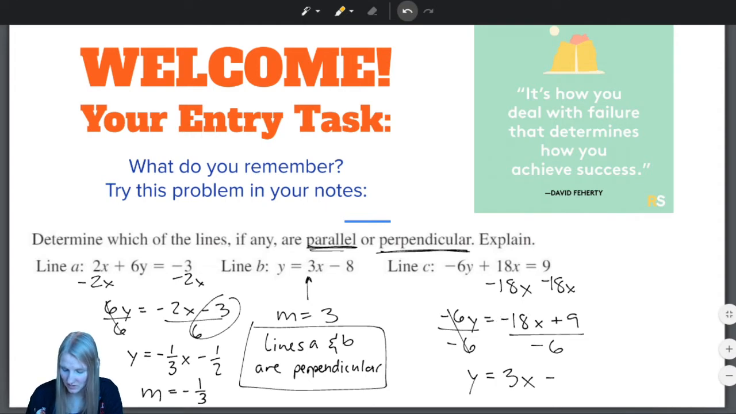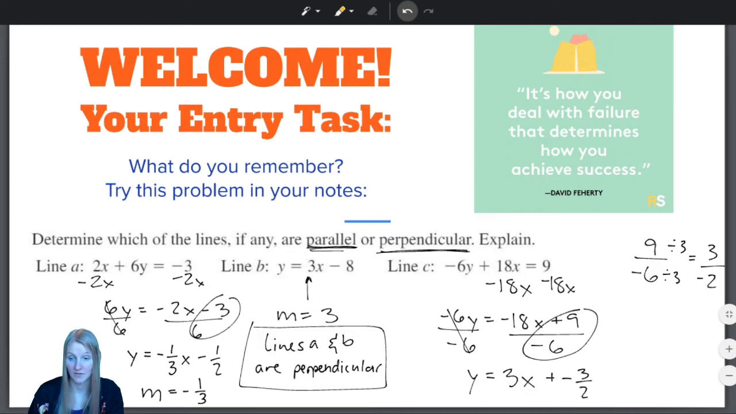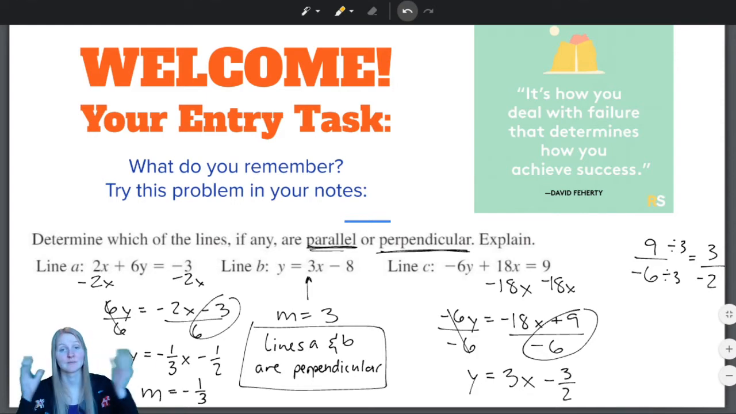minus 9, or I should say plus, I suppose, 9 divided by negative 6. If I divide by 3 on the top and bottom, I get negative 3/2. So that's why instead of saying plus, I said minus, because plus negative 3/2 is the same thing as minus 3/2.